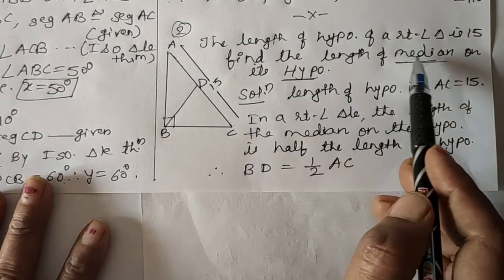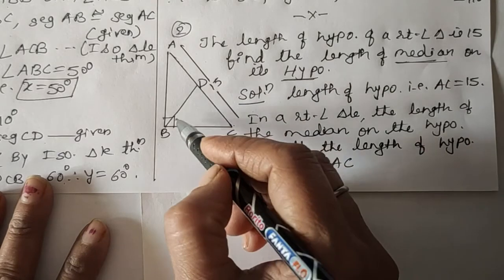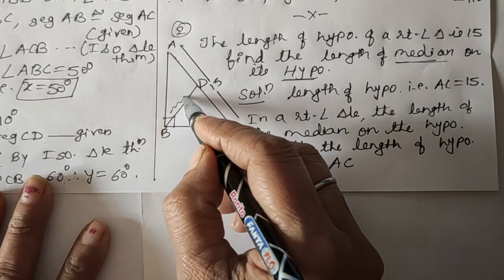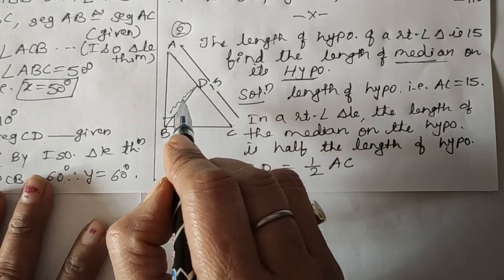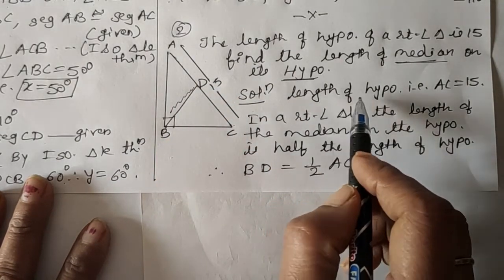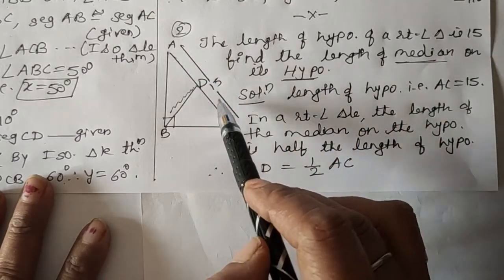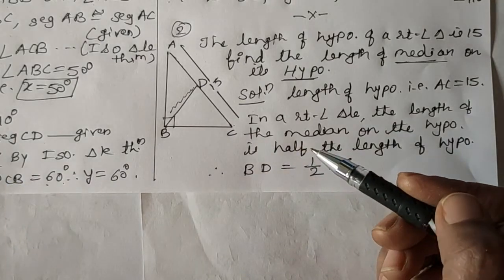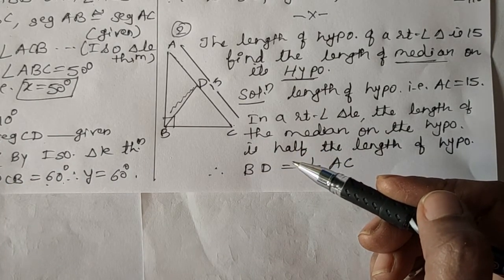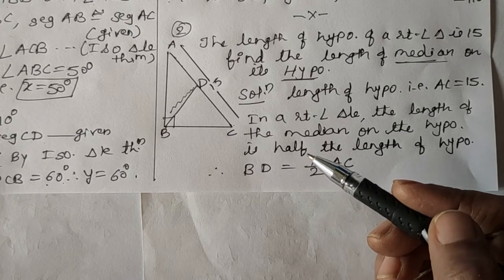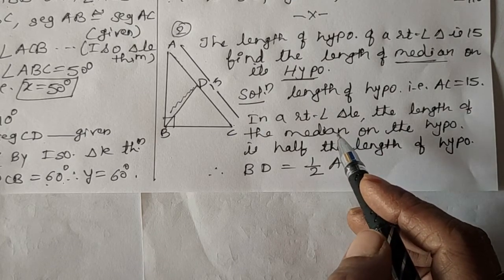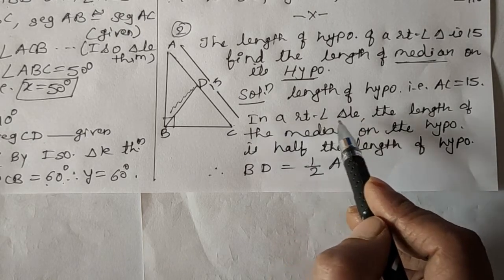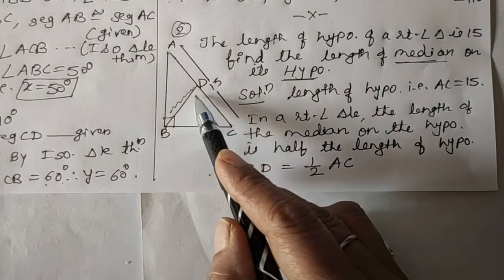You have to find the length of the median on its hypotenuse. So which is the median here, which is drawn on the hypotenuse? This is BD. It means you have to find the length BD. So let's write the solution. Length of hypotenuse, that is AC, is given as 15. And we know, children, now we have to use a very important theorem. When I explained that theorem, I told you that this theorem is important and we have to use it in practice set 3.3.